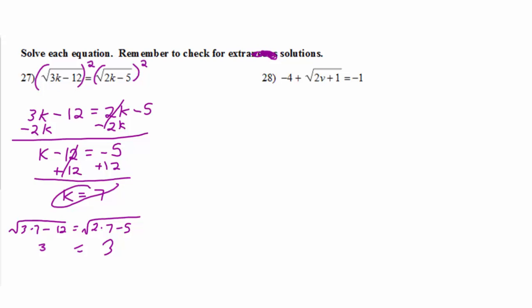So they do equal each other, which means 7 really is a solution. And then we go on.